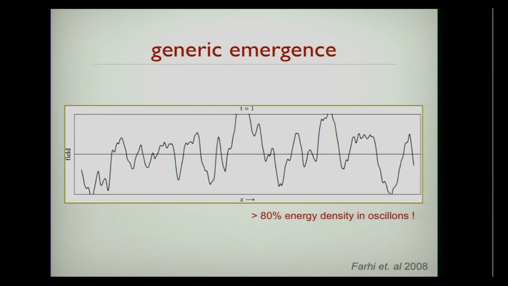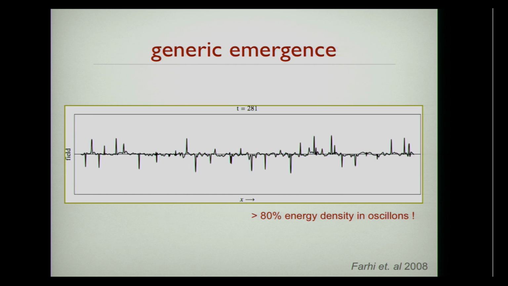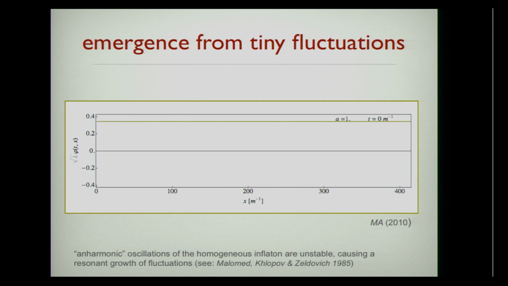Not just is it easy to get a potential that produces them, it's also quite generic to get them from arbitrary initial conditions. So imagine this is a one-dimensional slice. It's actually a 1 plus 1D simulation. You have a scalar field here, and it's going to be in an expanding universe. And this is relatively general initial conditions. And you see these spikes forming. So you don't have to do much to get these sort of objects being generated.